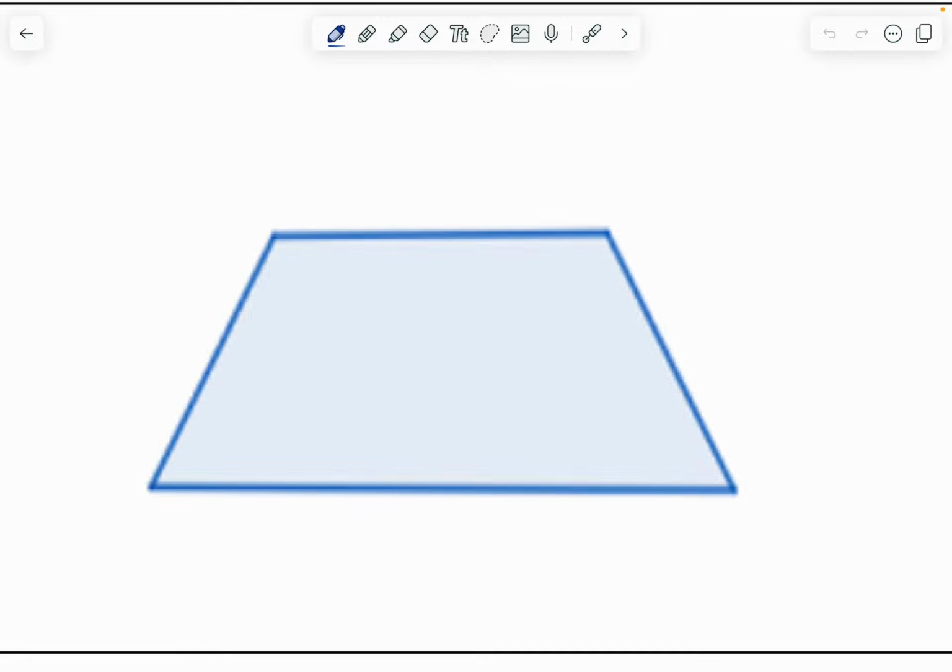In order for this trapezoid to be an isosceles trapezoid, the non-parallel sides, the legs, have to be congruent. If I know this much, that those are my bases, those are parallel lines, and the legs are congruent, that's enough to say that this is isosceles.